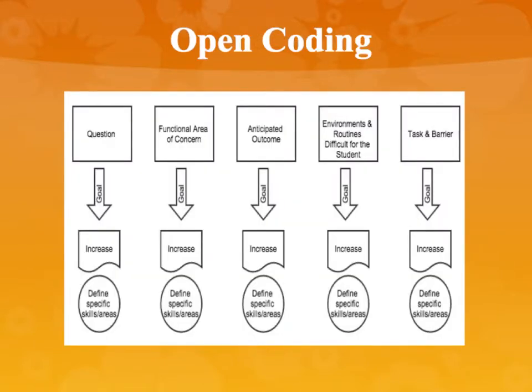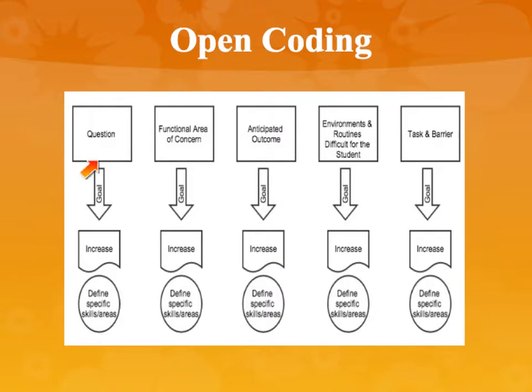Here's a chart that I included in my paper that started my open coding process. For my initial codes, I actually broke everything down into categories. So you can see this top area here, we have question, functional area concern, anticipated outcome, environments and routines difficult for the student, and task and barrier. These are actually the questions that the teachers had to answer on the referral paperwork.